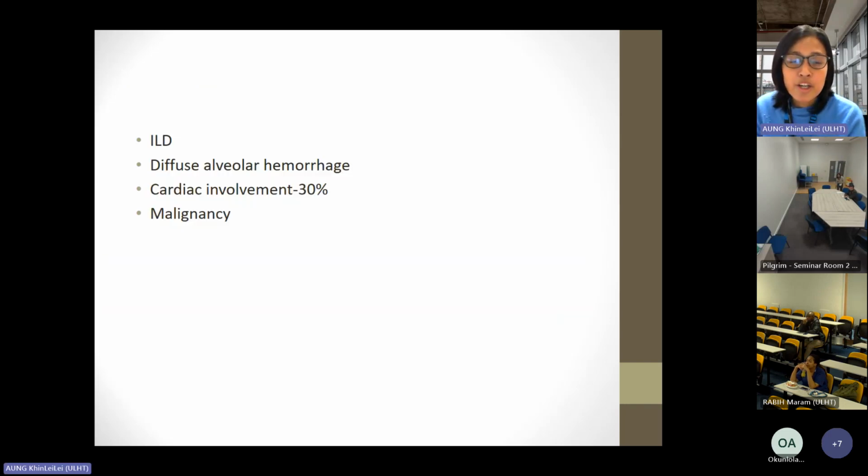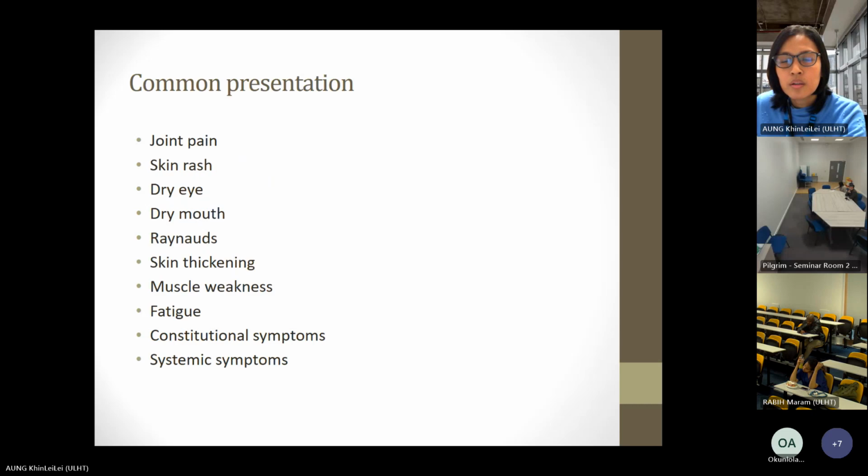So the complications are interstitial lung disease, diffuse alveolar hemorrhage, cardiac involvement found in 30% of patients, although most of the time patients can present with skeletal muscle manifestation, malignancy. Do you have any questions so far?